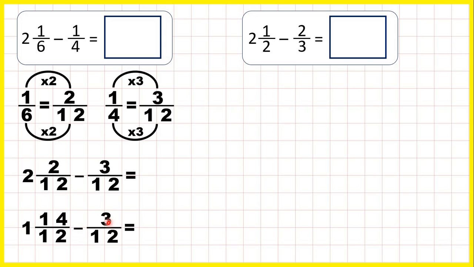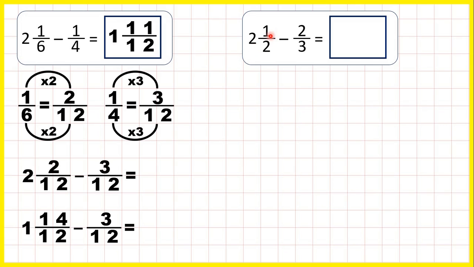We're subtracting 3/12, so now if we subtract the fractions, 14/12 minus 3/12 is 11/12, and we have 1 minus no whole number here, so we keep the 1, and our answer is 1 and 11/12.